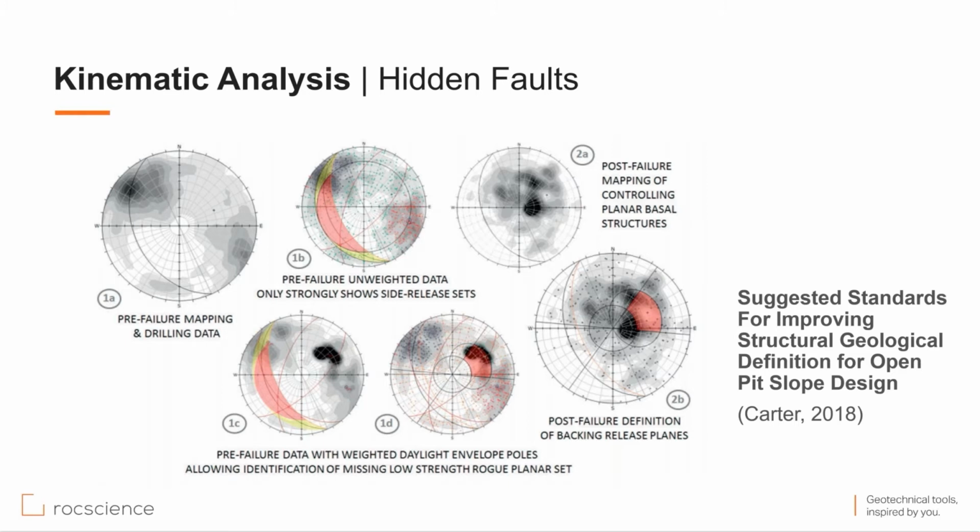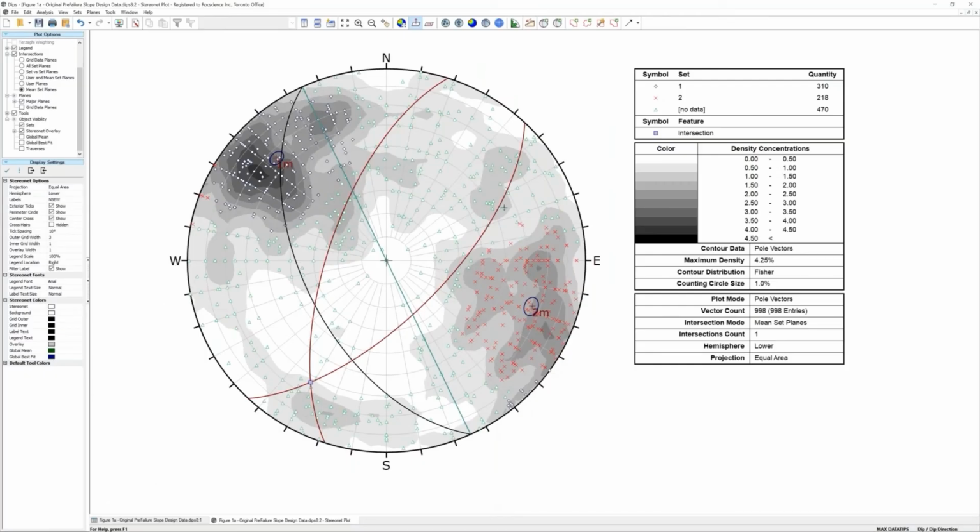Well, hindsight is 20/20, but knowing what we know in Figure 2B, how come we totally missed it in the pre-failure analysis? Let's take a look at the DIPS model we'll be working with. Here's the pre-failure data. The slope has a dip and dip direction of 55 and 245 degrees respectively. I've identified the two sets to the northwest and southeast.